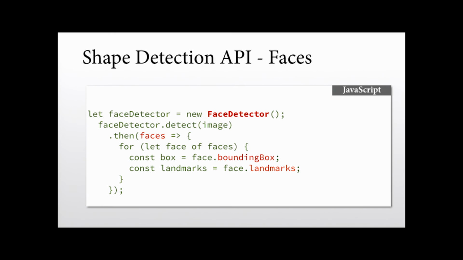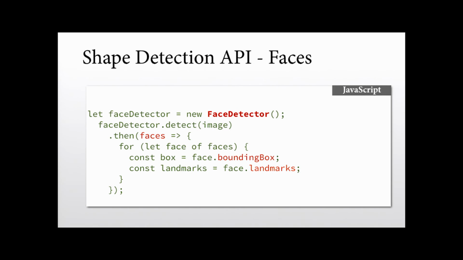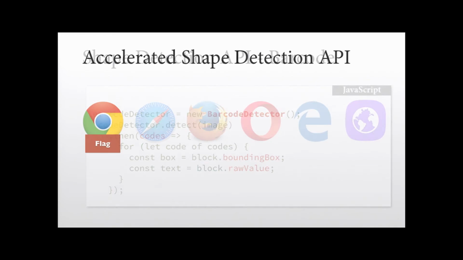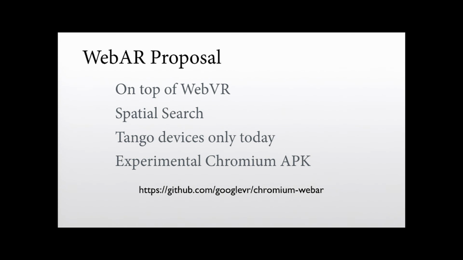But what we have now, that's on Chrome, is an experimental API, the Shape Detection API. So you have face detection, so you can detect faces and landmarks. Where is the eye? So the coordinates of the eye, okay, the mouth of that face. You have text recognition, a text detector, a barcode detector, and you can run this live over the streaming. So you can make detection directly in JavaScript of faces, text, and barcodes. And this API will get more shapes in the future with machine learning and that sort of thing, okay? That's only in Chrome under a flag. It's called the Accelerated Shape Detection API. And there is a Web AR proposal on top of WebVR for spatial search.